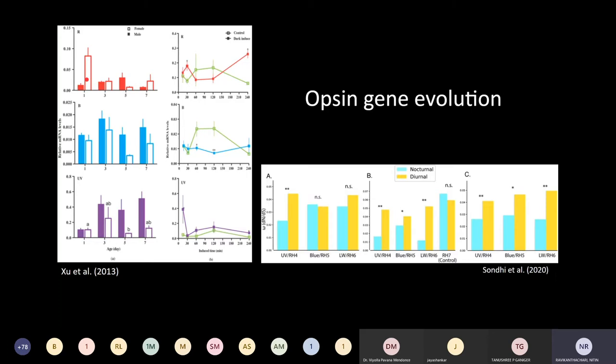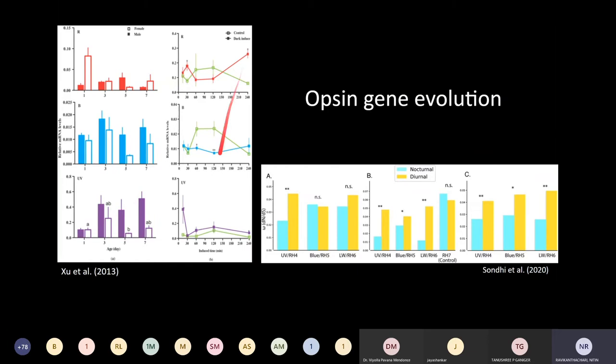And males have a different kind of opsin pattern where they have more blue compared to the females, and they also have higher UV because that helps in mate selection. And the levels of these opsins also change depending upon if you were in the dark or not. If you were in the dark, then you had higher expression of red, but your UV was not affected if you were in the dark or not.